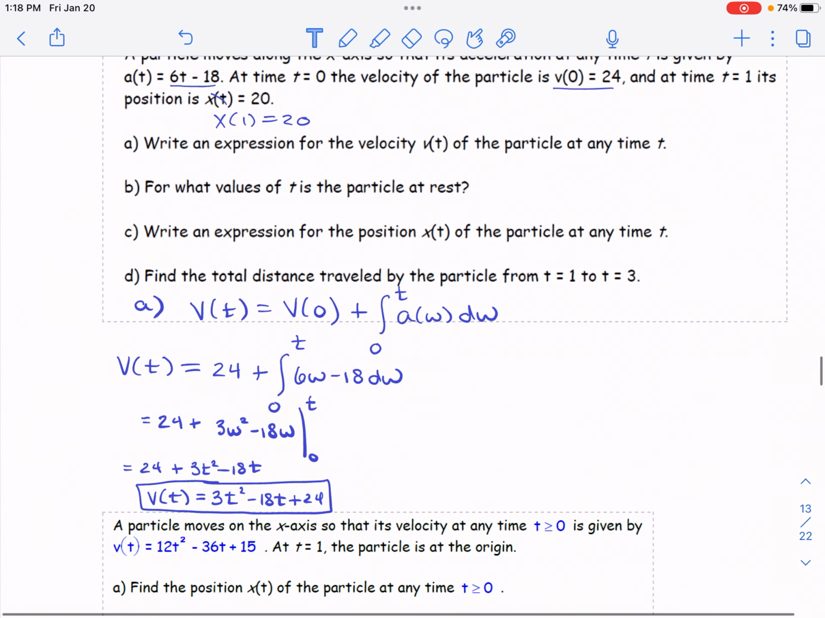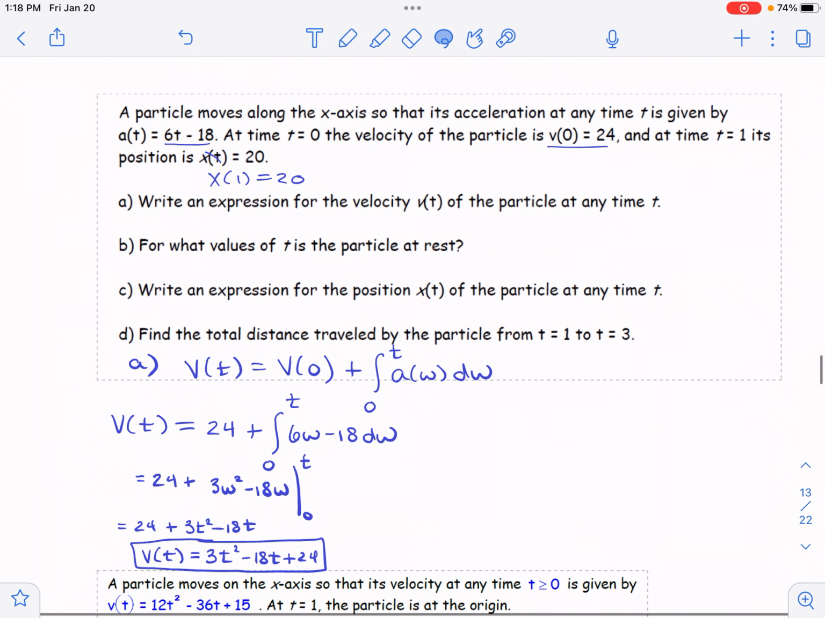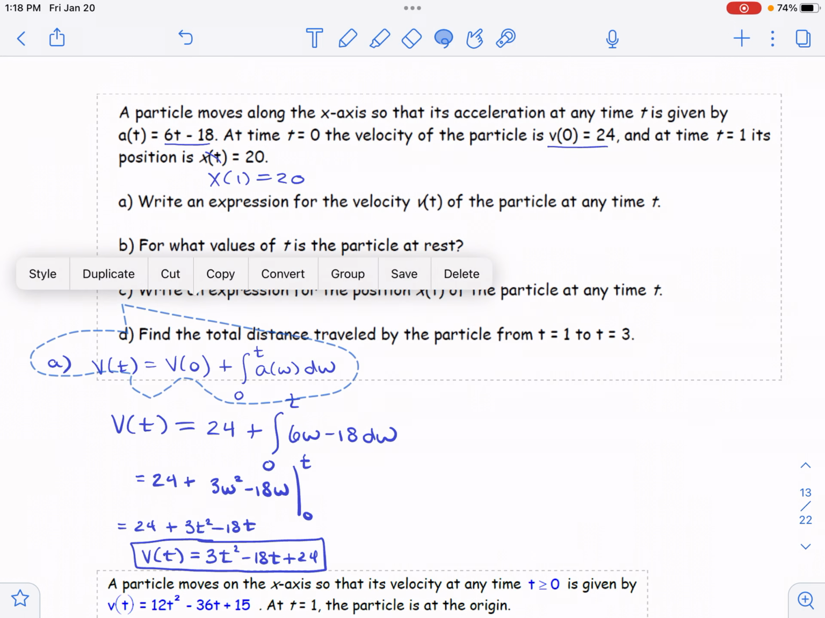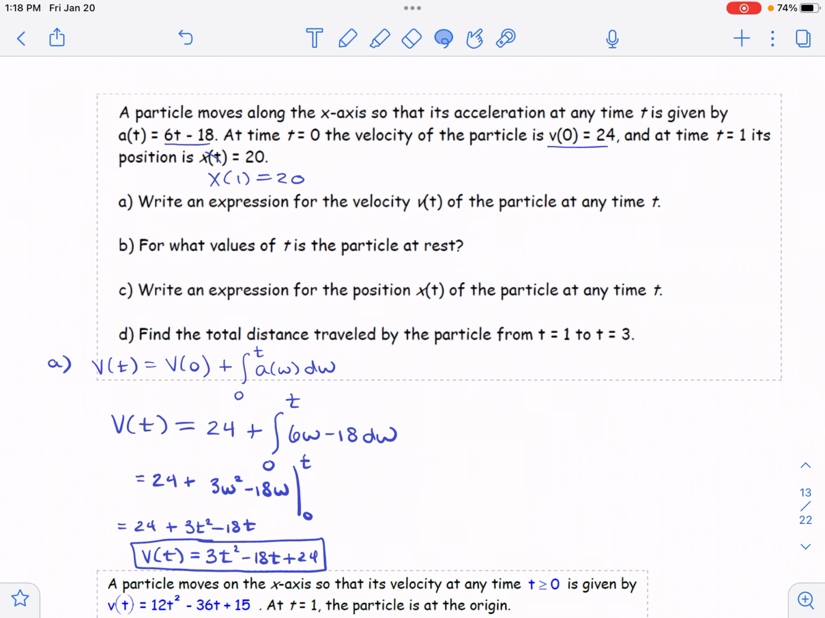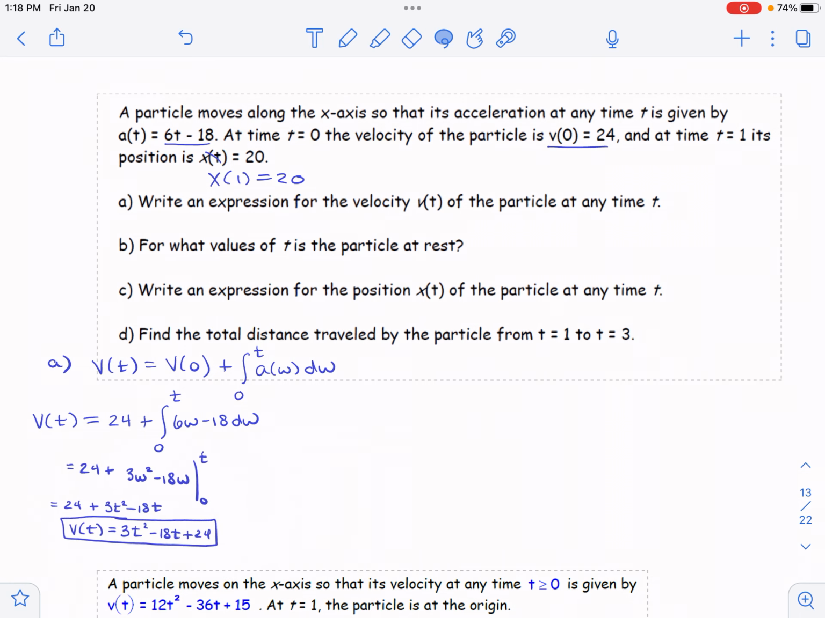Okay, so there's part A. The next question says, for what values of t is the particle at rest? So a particle is at rest when the velocity is equal to 0. At rest means to not be in motion. That does not necessarily mean it changes direction. It just means it is not in motion at that time. Okay, so that was part A. Part B is, for what values of t is the particle at rest?